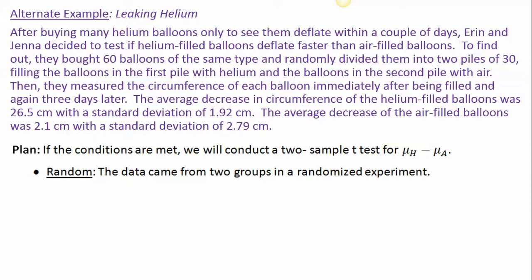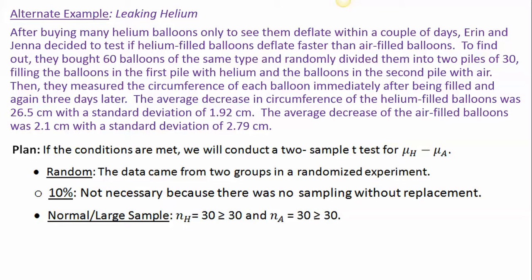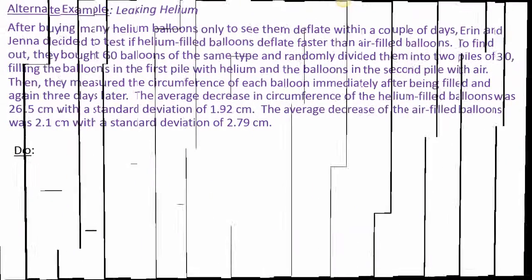Random: the data came from 2 groups in a randomized experiment. The 10% condition is not necessary because there was no sampling without replacement. You would need to write that down. We don't need to check for 10% because there was no sampling without replacement. And normal/large sample: we need our sample sizes to be greater than or equal to 30. In this case, they are both equal to 30. So we can move on to our do.